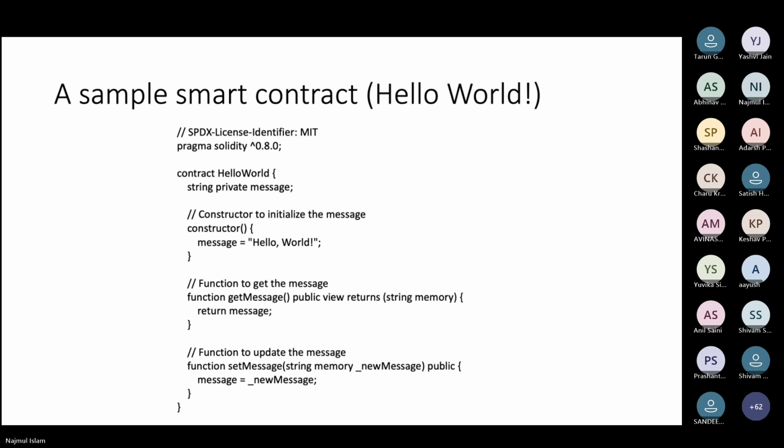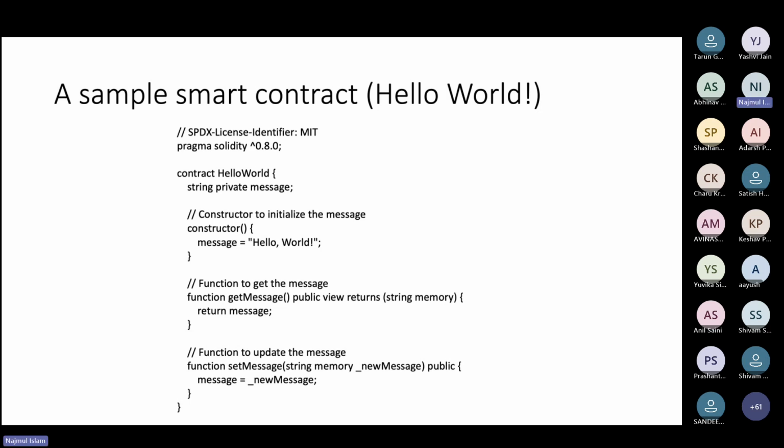Okay, so this is a sample smart contract. What it is doing is initializing with the message called hello world. Then it can read a message with the get message function, or it can set a message with the set message function at the end, based on the user's input. But I will explain each part of this code in the next slide.